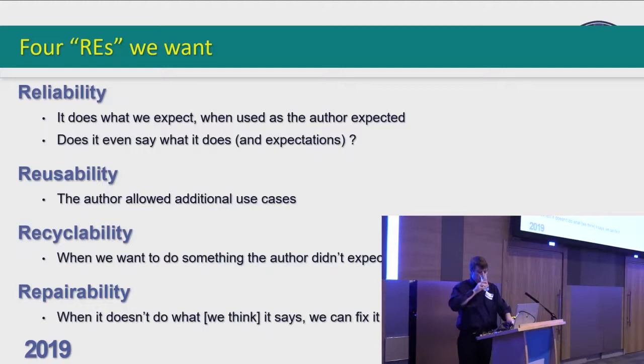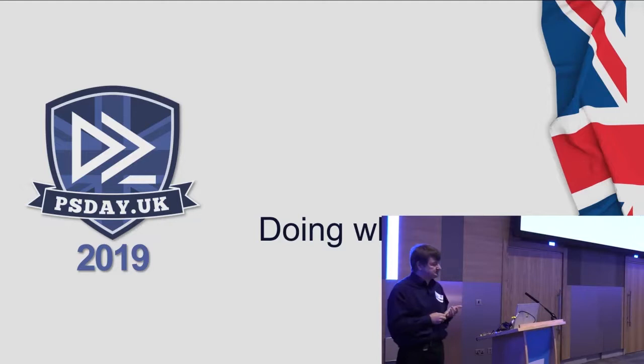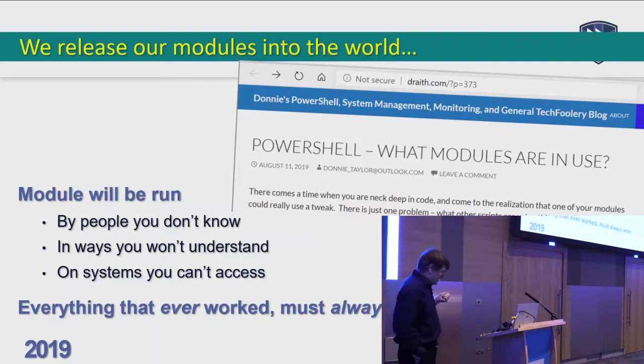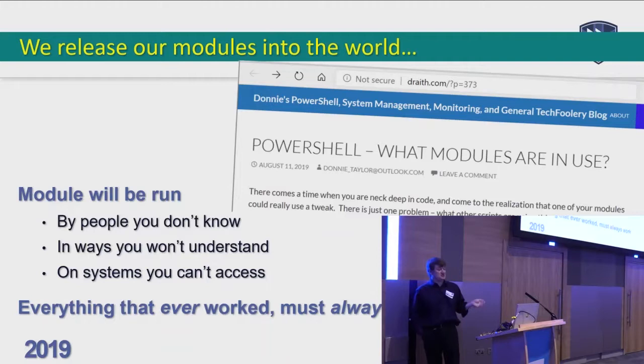So how do we do these things? Let's start off with the thing about doing what it says. And like I said previously, that kind of set out your stall when you let something out into the wild is really quite important. We let our stuff out in the world, and the problem is your module is going to be run in ways that you had no way of foreseeing. It's going to be run by people you don't know in ways that you don't understand on systems you can't access. That's the three-part list there. So you've got no control over this as soon as you've released it.